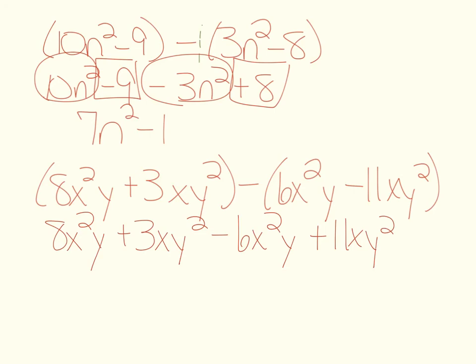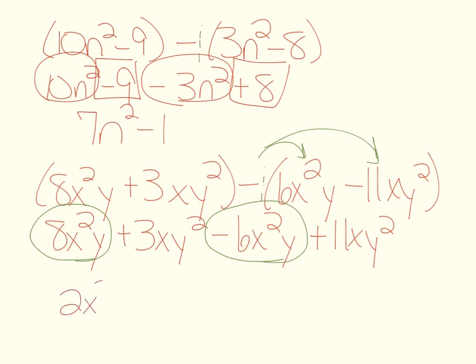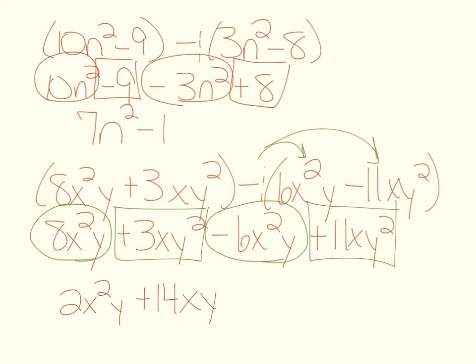Remember, I'm really distributing that negative 1. I don't have to show that every time, but that's what I'm doing. So now I have 8x squared y. What's like terms with that? The minus 6x squared y. That variable portion has to match exactly. X squared y, x squared y. 8 minus 6 is 2, x squared y. Then I have 3xy squared plus 11xy squared, and I get 14xy squared.